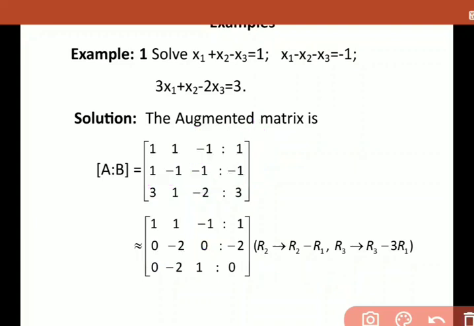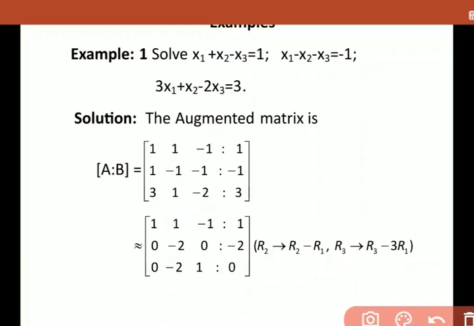Similarly, we have to apply here R3. R3 changes to R3 minus 3 times R1. This is 3 minus 3 times 1. 3 minus 3 is equal to 0, you will get this one. Similarly, for the second element, R3 is 1, 1 minus 3 times R1. It is 1 minus 3, which is minus 2.